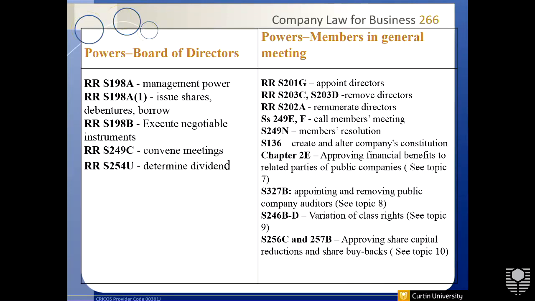Isn't it interesting? On one end, you can see directors actually decide on dividends for the members, and on the other side, you see members actually deciding on how much the directors are going to be paid. All right? So they both are quite evened up. All right? Next, you look at Section 249EF.